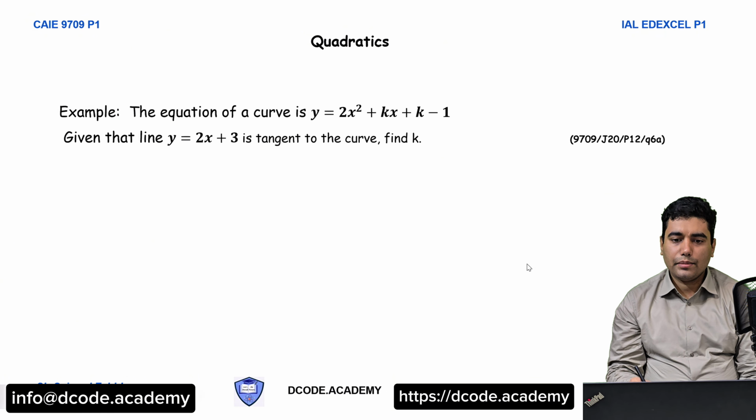So let's see an example. Here we have a quadratic equation as well as a line equation given, and it's given that the line and curve are tangent. That means when we equate the curve and line equation, we will simplify it to a quadratic equation. When we find the discriminant, we will make it equal to 0 because the line is tangent to the curve. That will help us find the value of k.